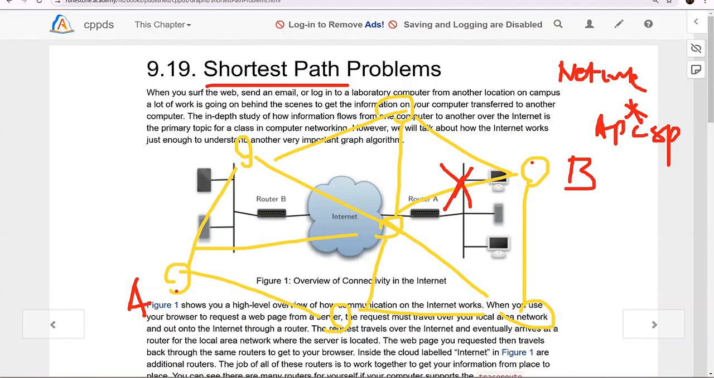If there's redundancy in the network, then the packets can just take a different route to point B. Okay. So this problem is actually called the shortest path problem.